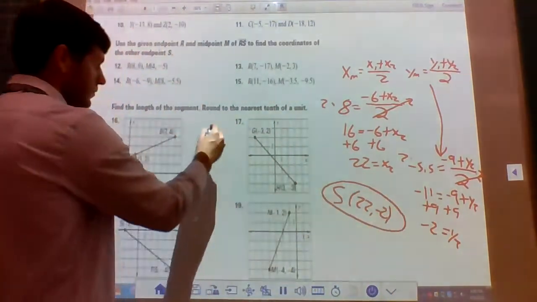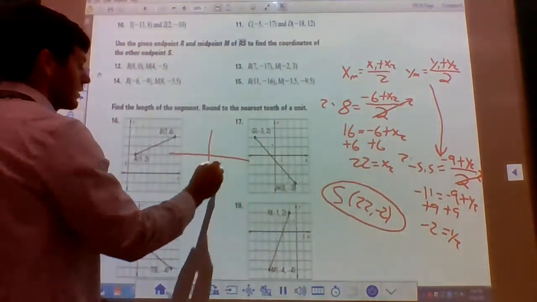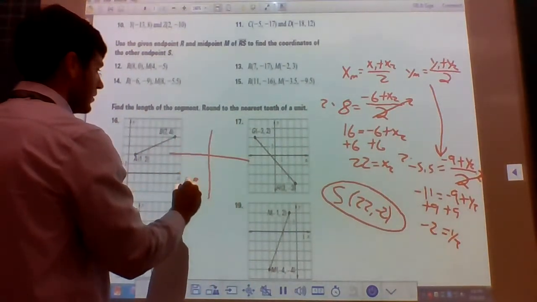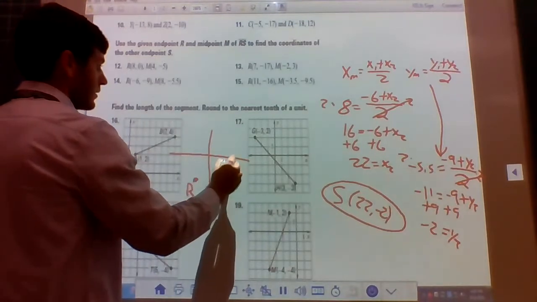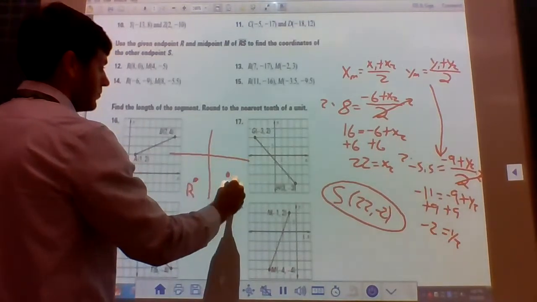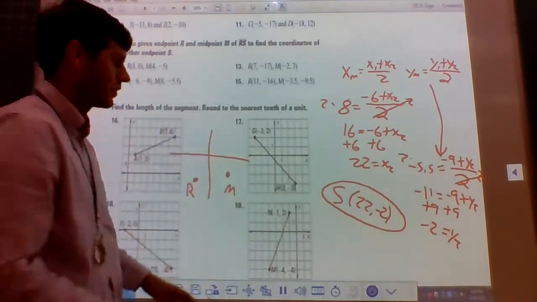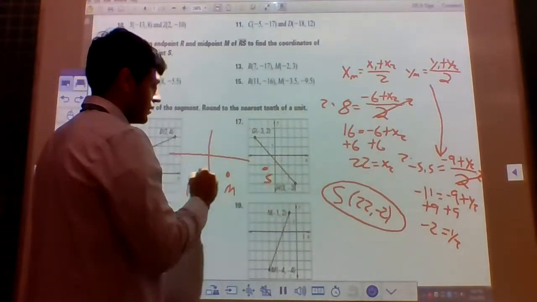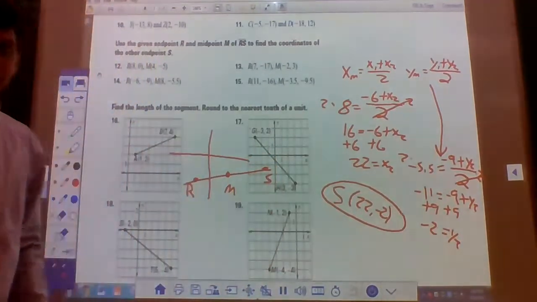We can check and see if it's going to work. So we have negative 6, negative 9, that's going to be R. 8, negative 5.5 is M. 22, negative 2 is over here. So that looks like it's pretty good.